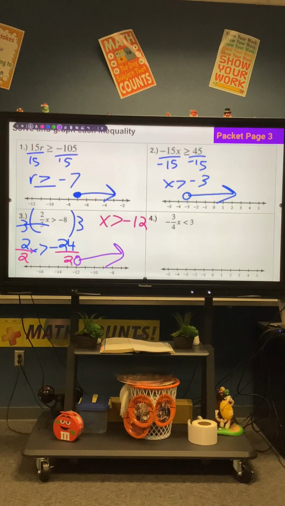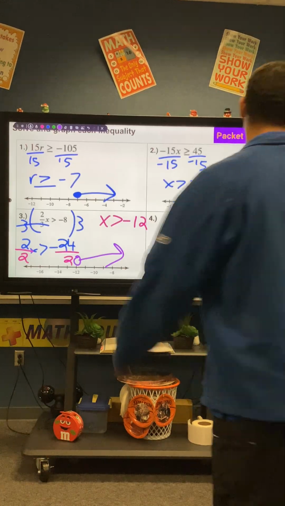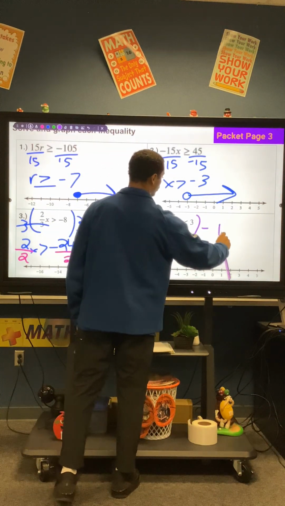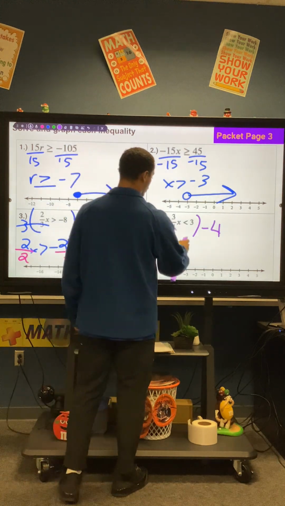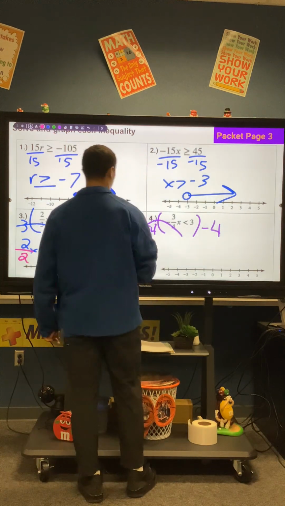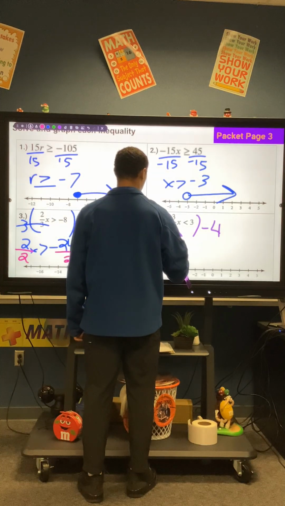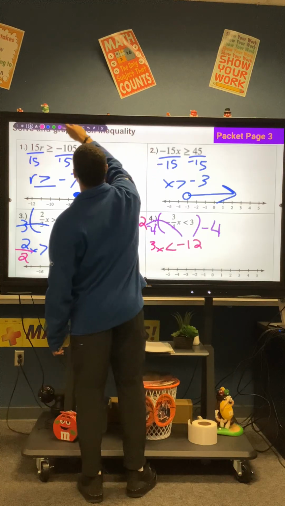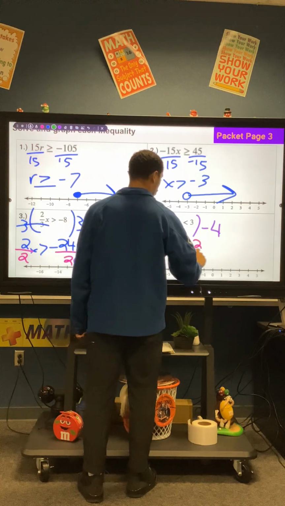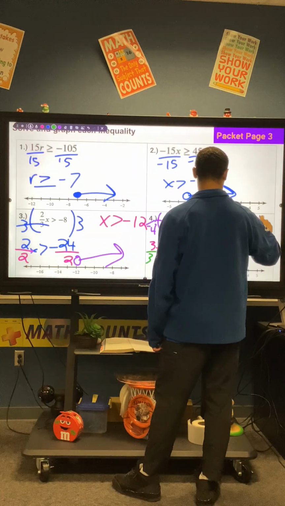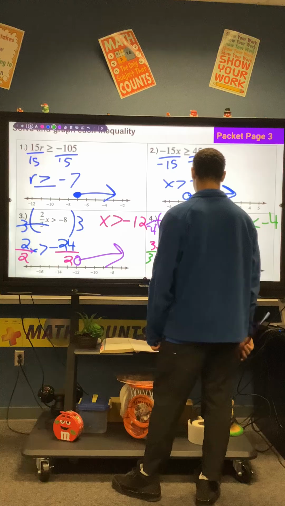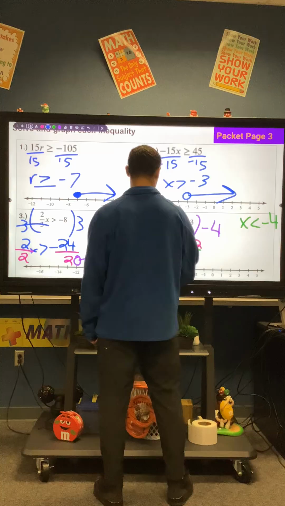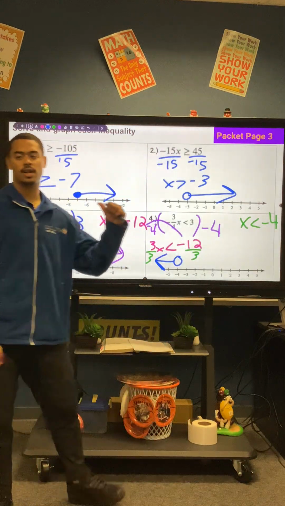Last one, again, same thing with my denominator. I'm gonna multiply each side, except this time, since I have a negative, I'm just gonna multiply by negative 4 to get my negative out the way. That's gonna leave me with 3x is less than negative 12. Divide each side by 3. That's leaving me with x is less than negative 4. So in the graph, I go to negative 4, open circle, since x is less than, arrow goes to my left.